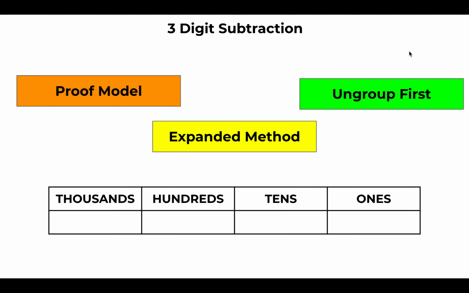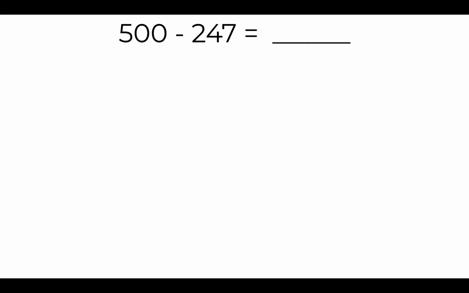Last time we reviewed three-digit subtraction, and we reviewed the proof model, expanded method, and ungroup first strategies. Today, we will review three-digit subtraction and what happens when we have two zeros.